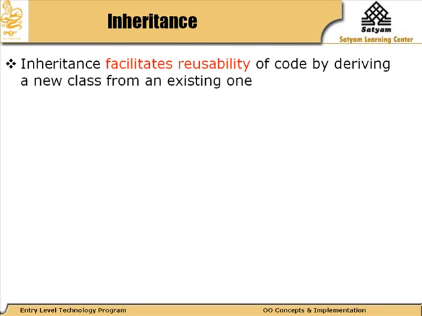Inheritance. Inheritance facilitates reusability of code by deriving a new class from an existing one. For example, you can reuse your father's property such as house, car, furniture, and so on. However, you cannot reuse certain properties such as your father's qualification. Similarly, in Java, only permitted properties can be derived by the child classes.